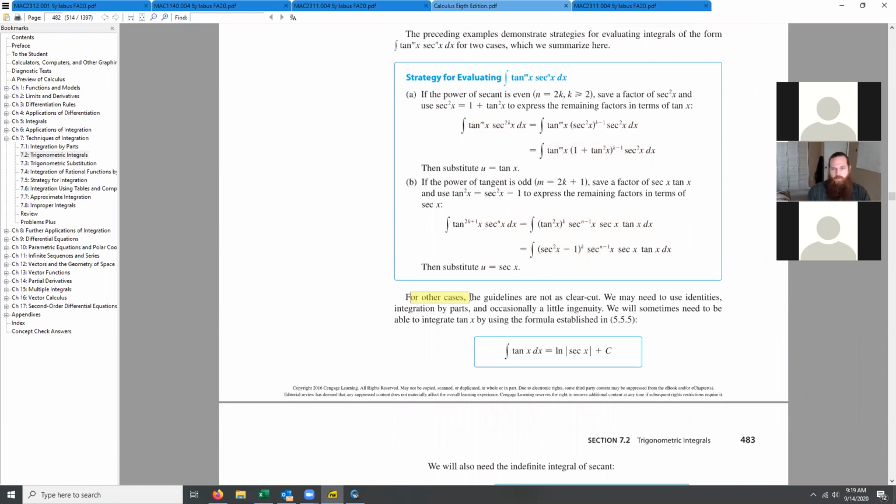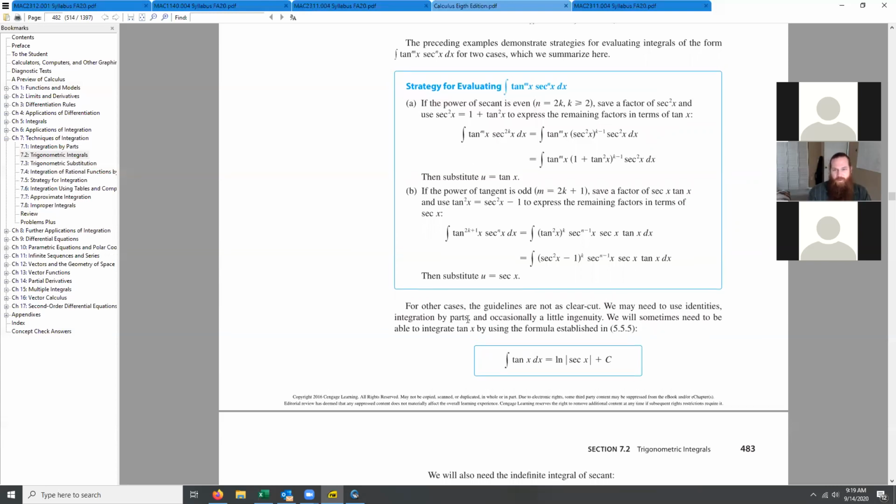For all other cases, and those other cases are where the power of secant is odd and the power of tangent is even, then you're going to use integration by parts. And in general, they will be looping integrals. So next time, that's what we're going to look at. I'm going to show you how to do all the secant tangent integrals.